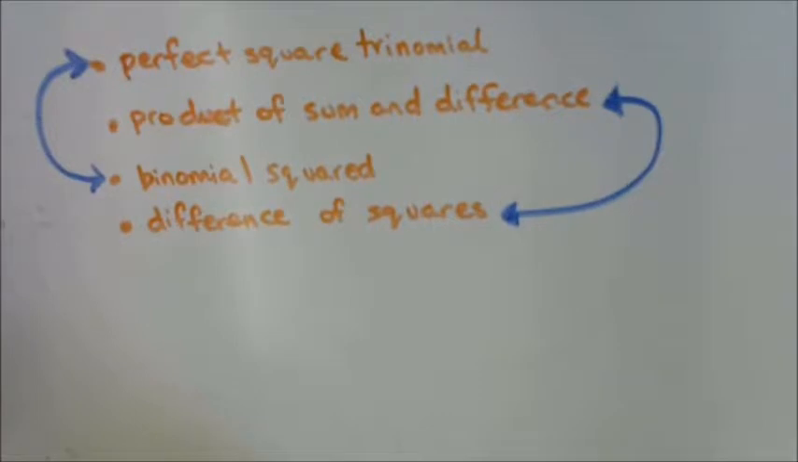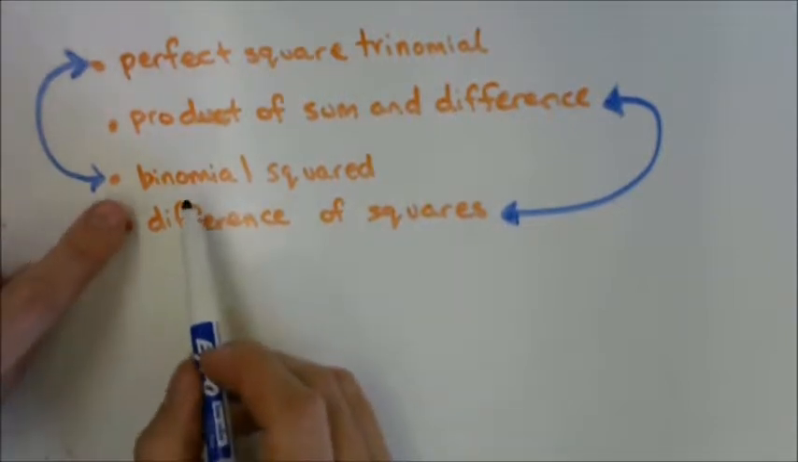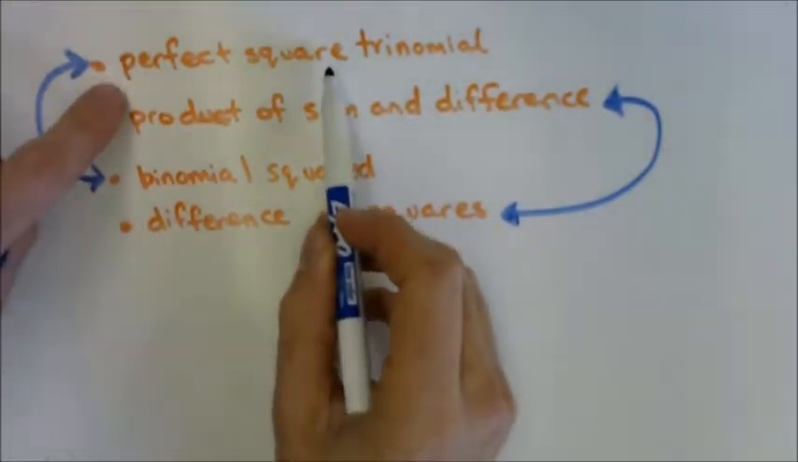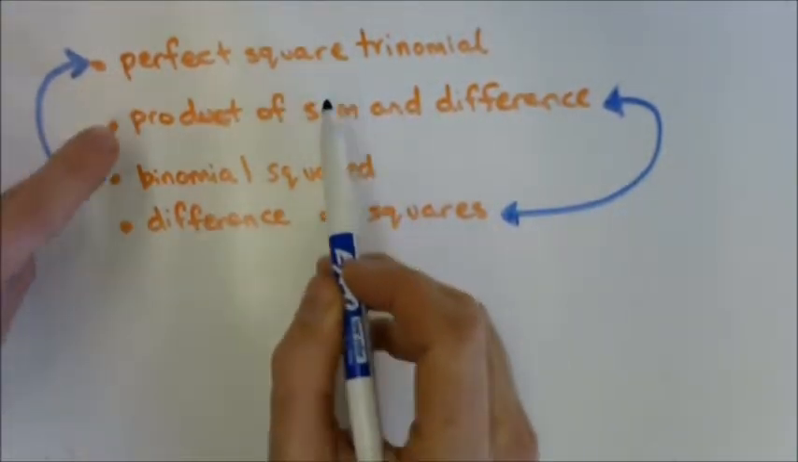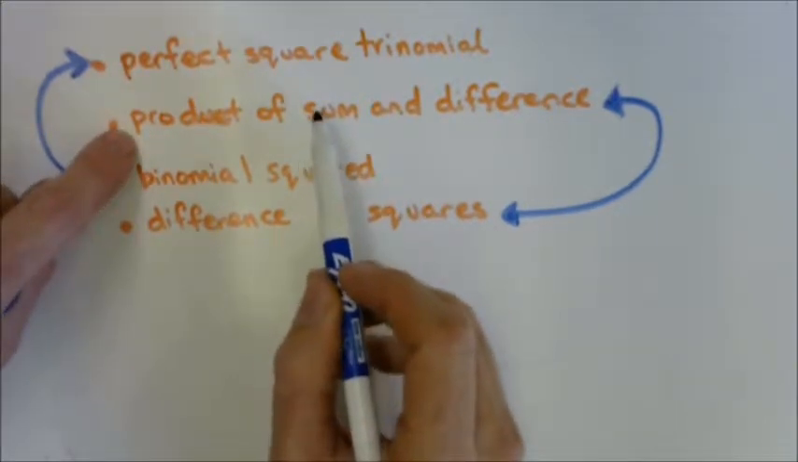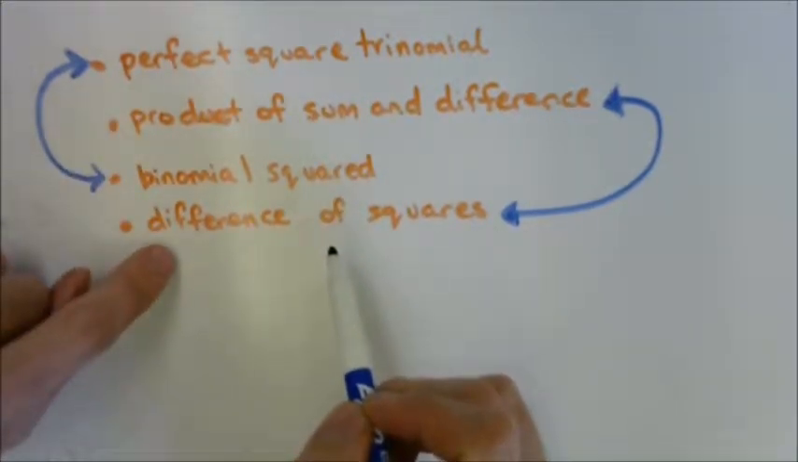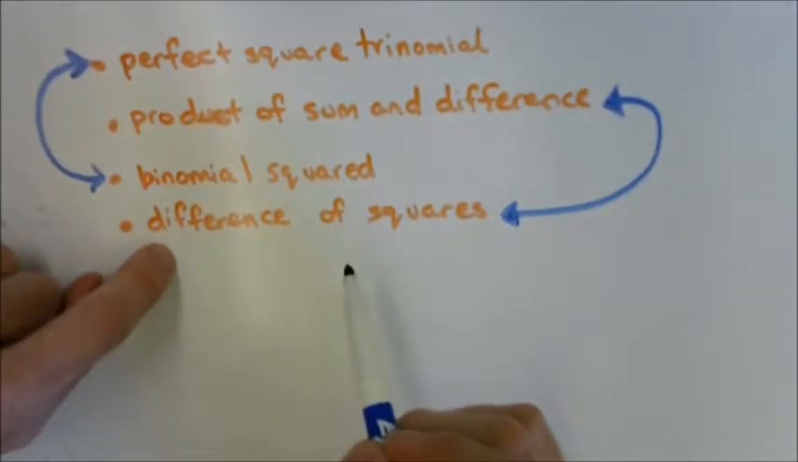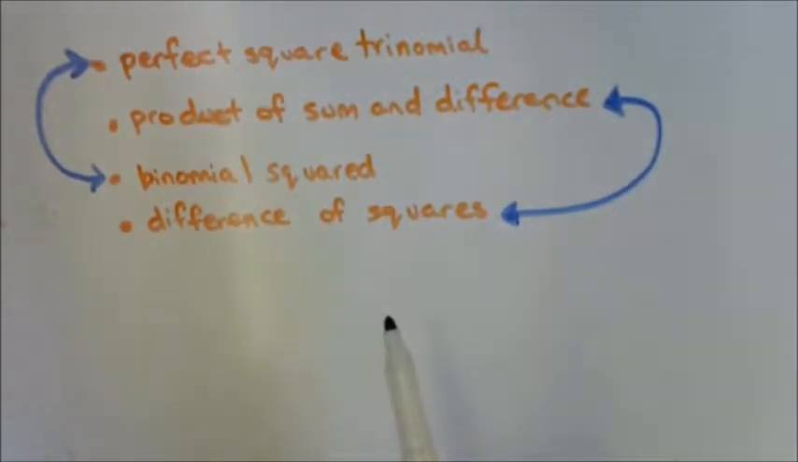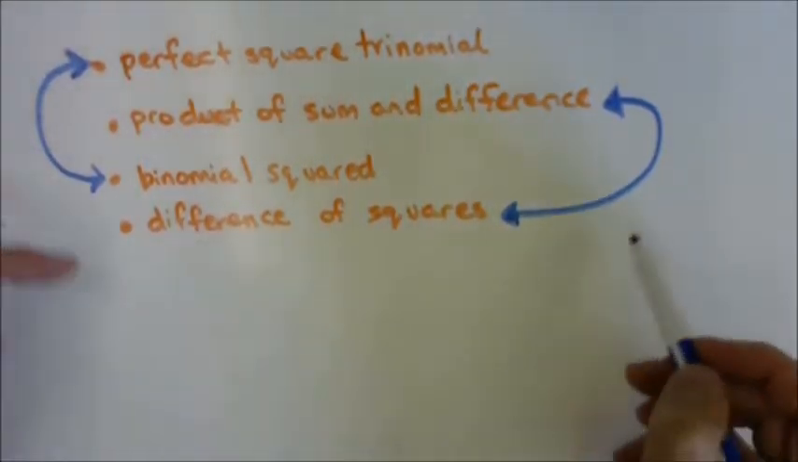We have learned how to get from one to the other. So we've learned how to multiply them. So we've learned how to get from a binomial squared to a perfect square trinomial, and from the product of a sum and difference to a difference of squares. But factoring is the opposite of distribution, right? Factoring is the opposite of multiplication. It's doing it in reverse.